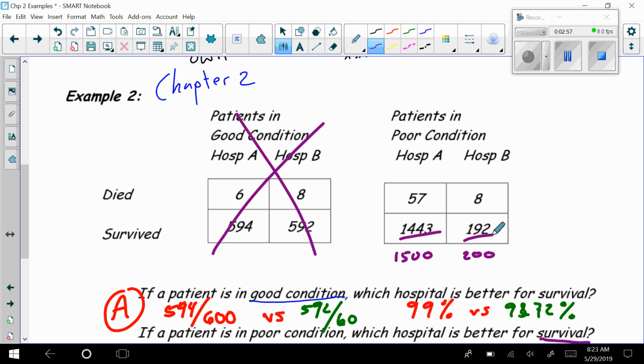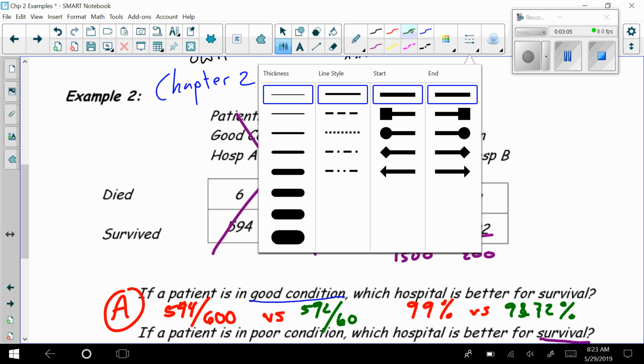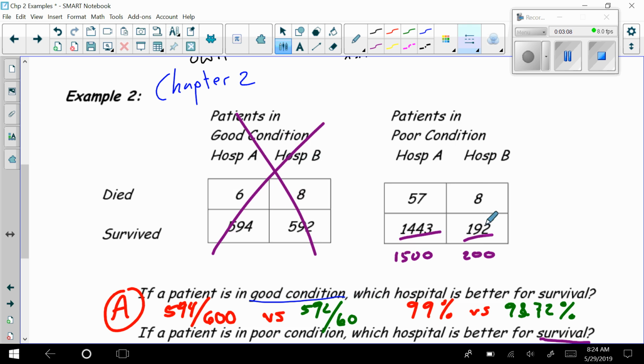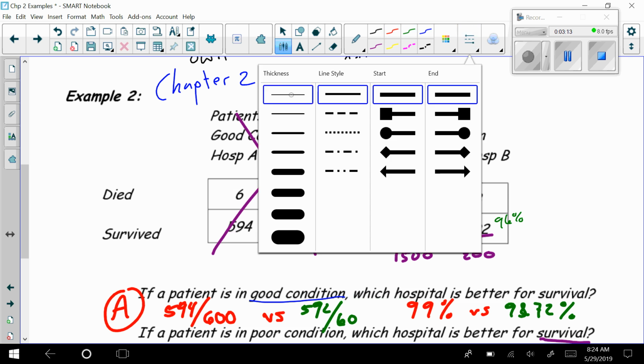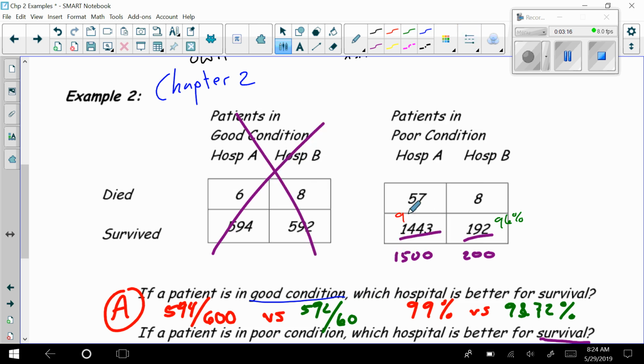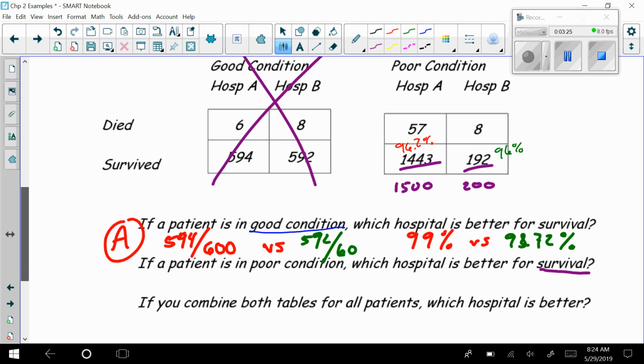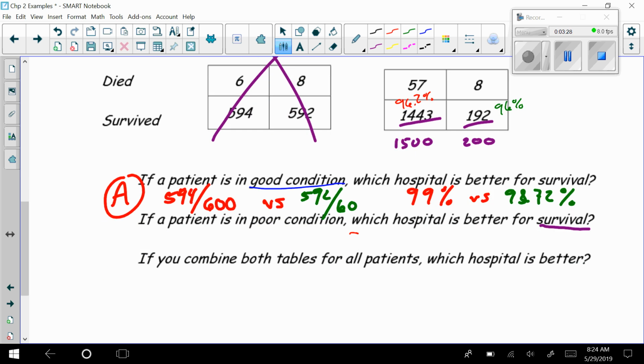Well, that gives me, let's not write it there, let's write it in a good spot. This number here ends up being 96% for hospital B, whereas hospital A's number is 96.2%, which means I'm comparing 96.2% versus 96%. Again, this one's better, which belonged to hospital A.